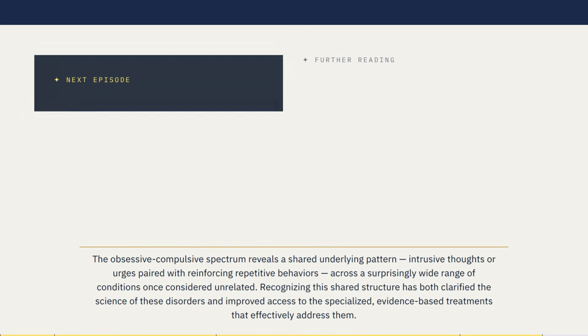The obsessive-compulsive spectrum reveals a shared underlying pattern, intrusive thoughts or urges paired with reinforcing repetitive behaviors across a surprisingly wide range of conditions once considered unrelated. Recognizing this shared structure has both clarified the science of these disorders and improved access to the specialized, evidence-based treatments that effectively address them.